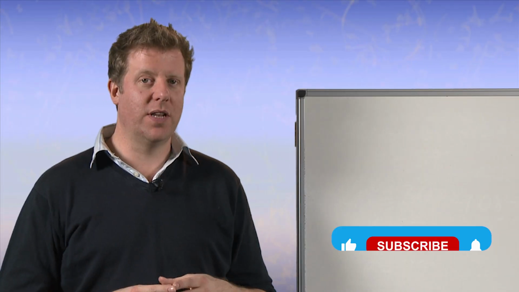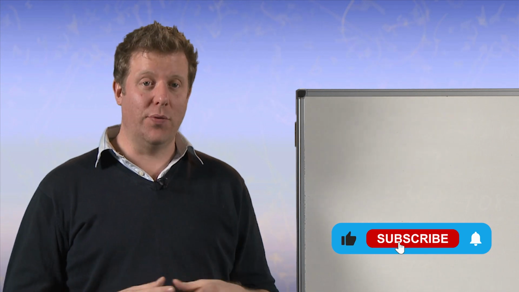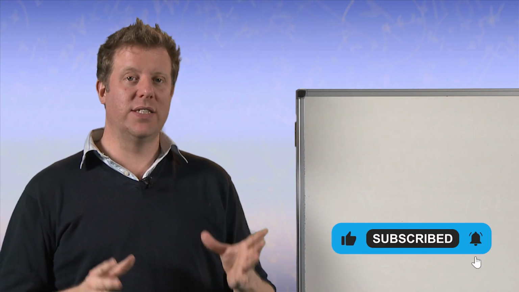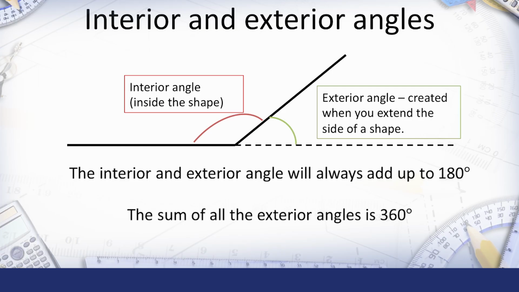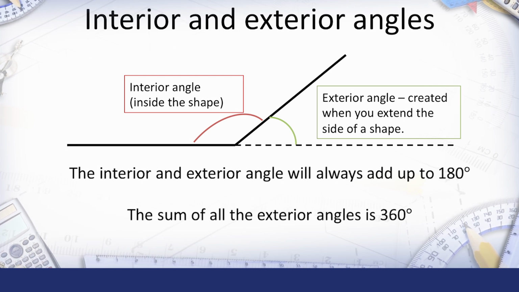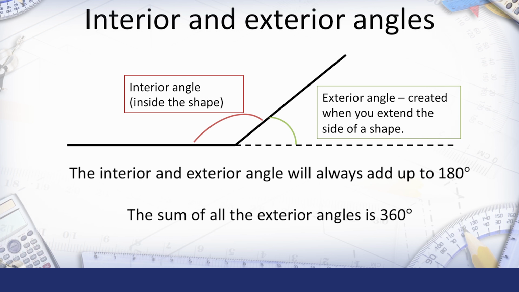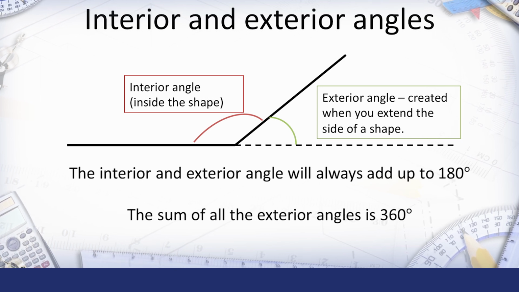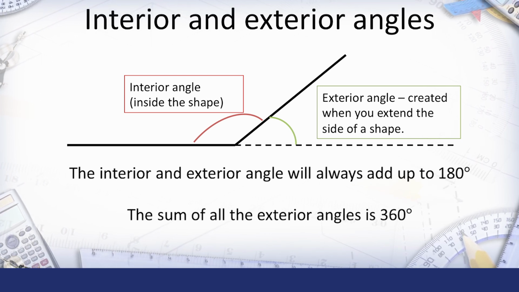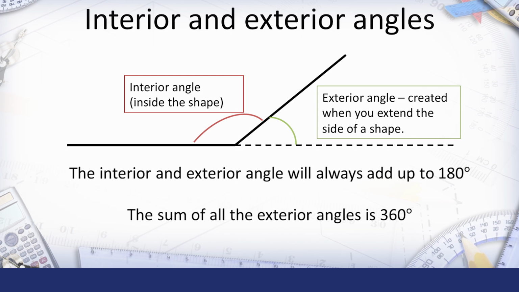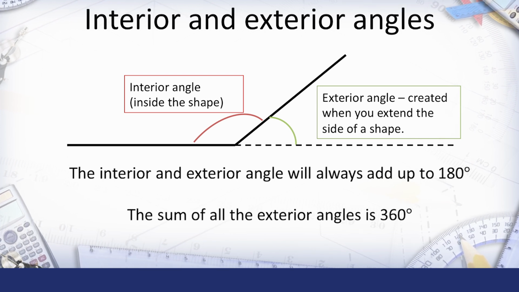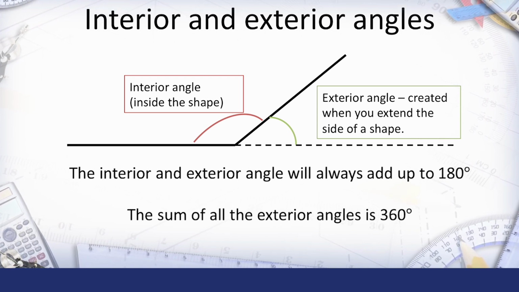So let's have a look at a couple of slides now that talk to us about interior and exterior angles and some of the rules surrounding those. Interior and exterior angles also have some rules that we can learn and use to help us in the exam. Firstly, the interior and exterior angle will always add up to 180, and the sum of all the exterior angles is always 360.